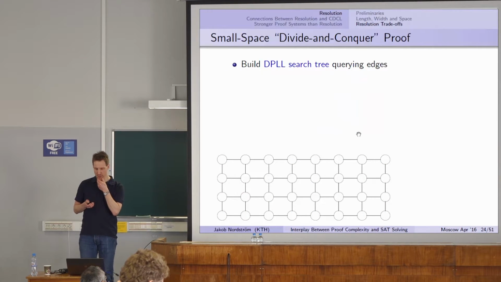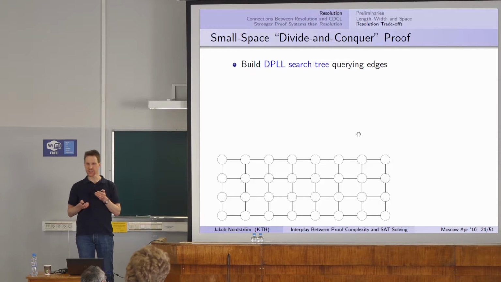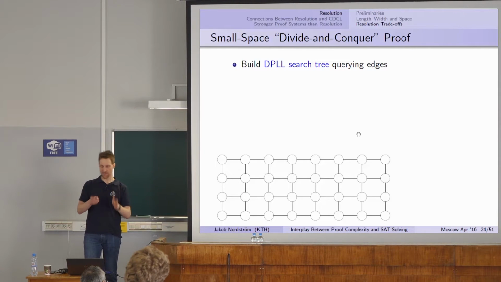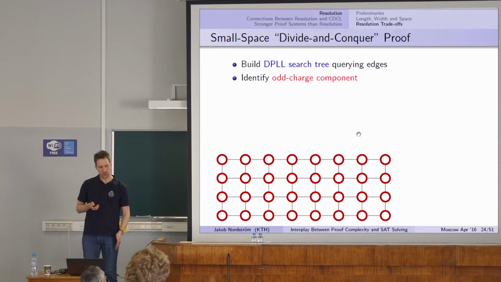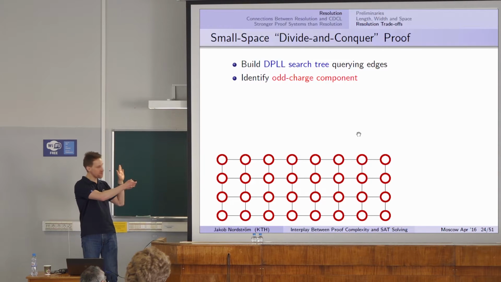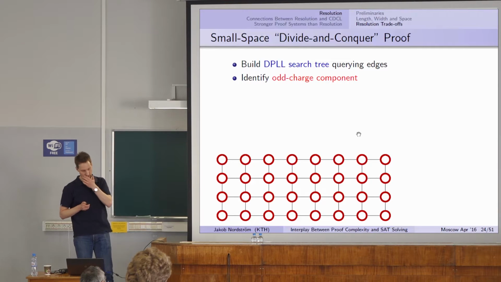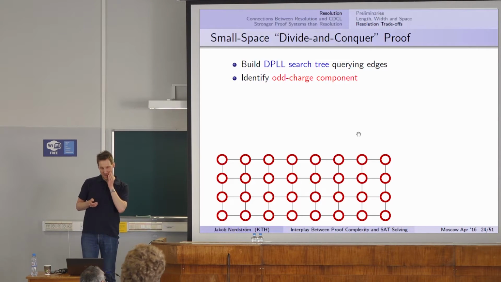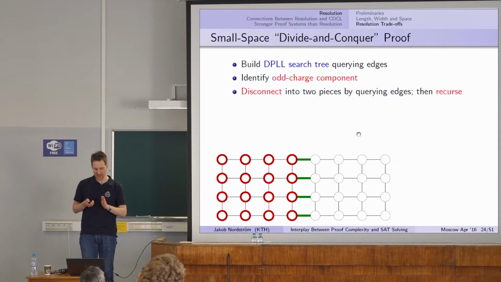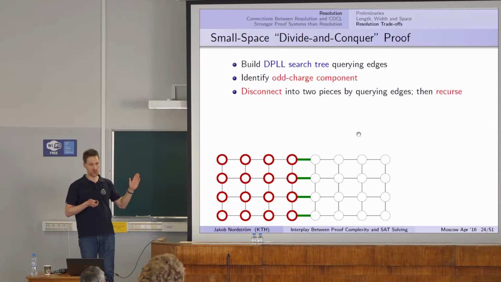Well, you could build a search tree that just divides the graph into 2 parts. First, you know that somewhere in this whole graph there is an odd charge. That's the red part. The odd charge is the unsatisfiable part. So now you can think of building a search tree, or having a SAT solver, just cutting the graph in 2.